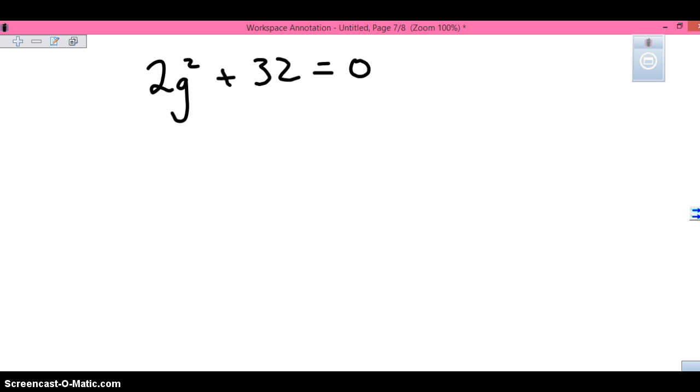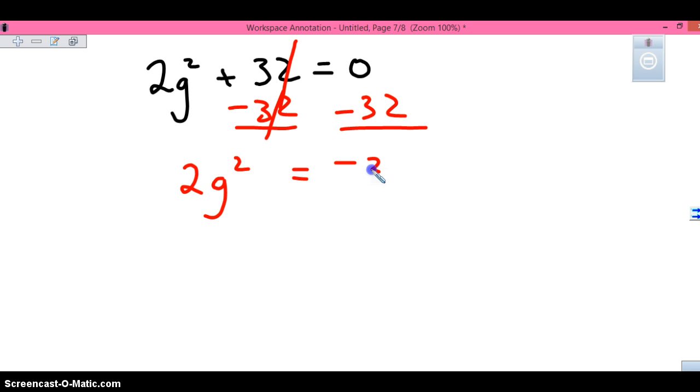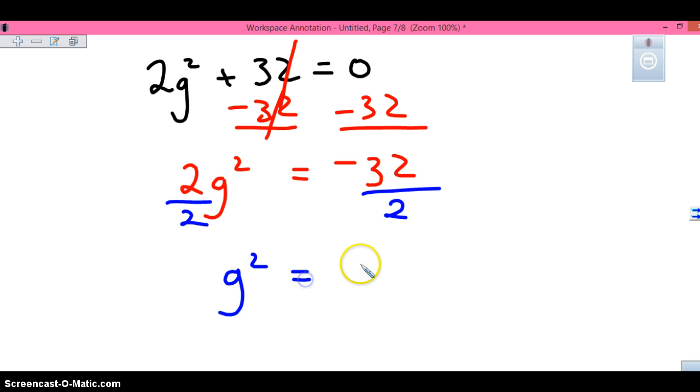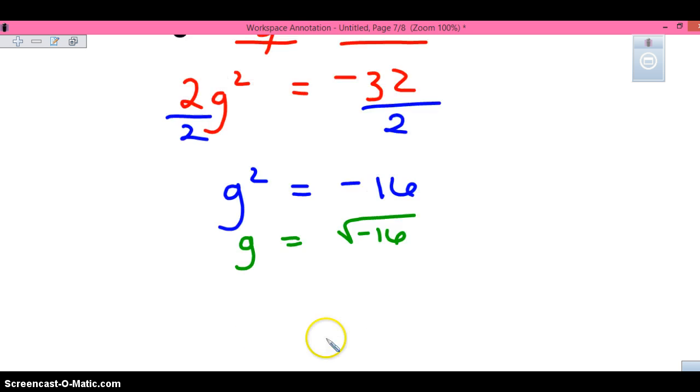If we have to solve this equation, that means that again we need to isolate g squared, so we subtract 32 from both sides. 2g squared equals negative 32. Now we have to divide by 2. g squared equals negative 16. We have to get the square root of negative 16. And what's the square root of a negative number? There is no solution.